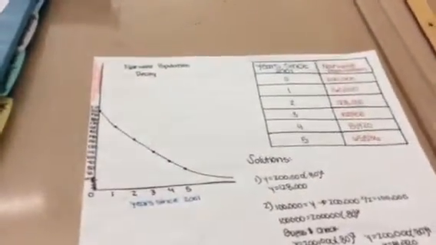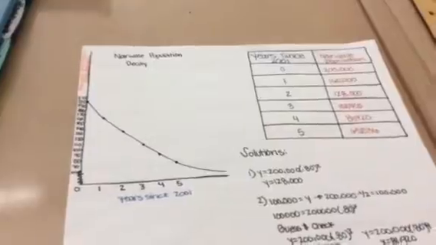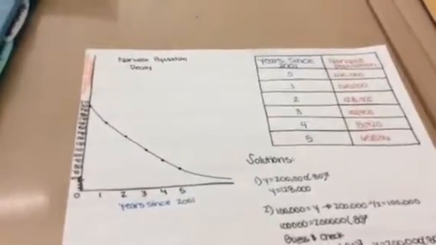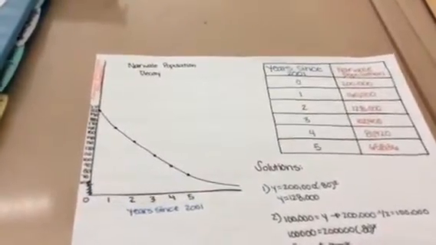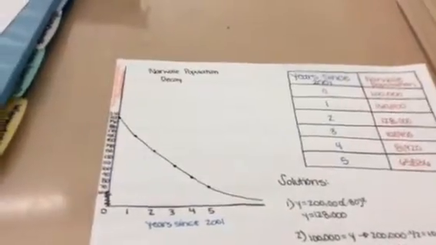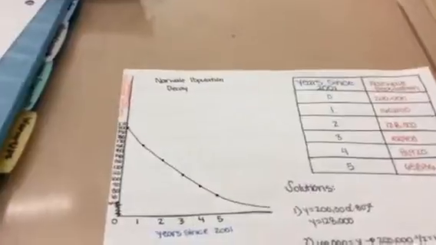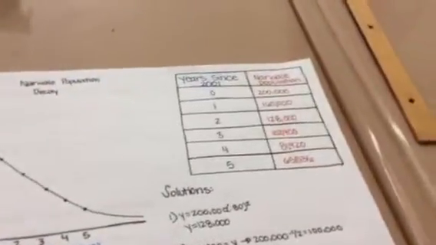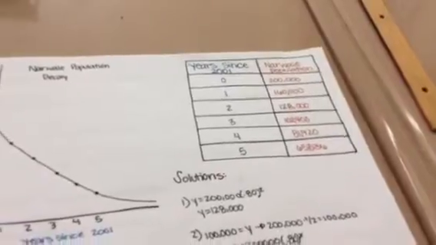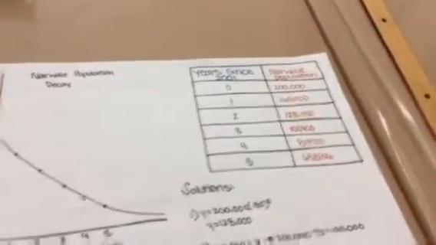On the graph, the years since 2001 is the x, so 0, 1, 2, 3, 4, 5, and then y is the narwhal population in thousands. So 60, 70, 80, 90, all the way up to 210,000. And then on the graph, the year since 2001 is 0, the narwhal population then was 200,000. The year since 2001 was 1, the narwhal population then was 160,000, and so on.